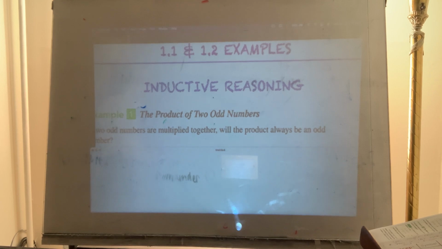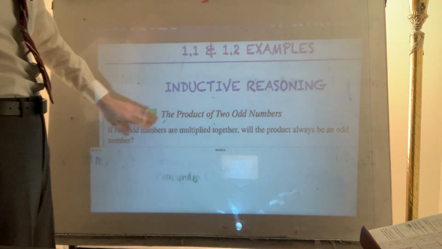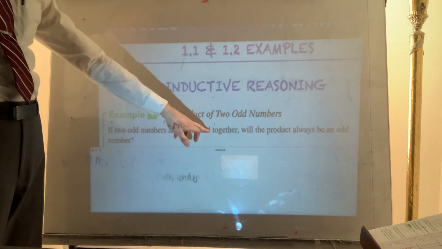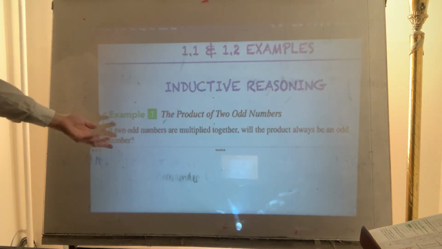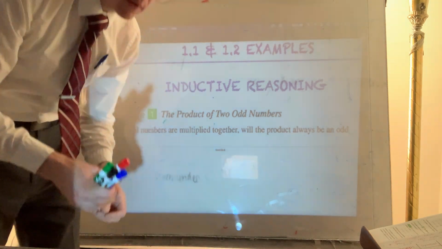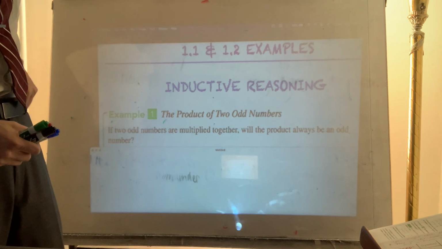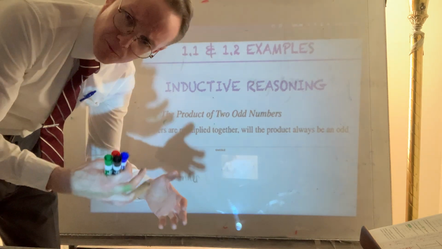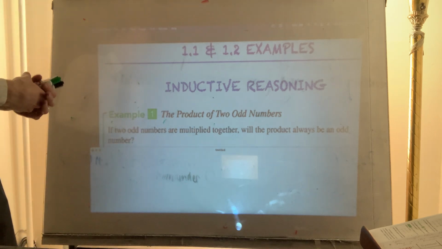We'll go through this. An example of inductive reasoning, right? The product of two odd numbers. If two odd numbers are multiplied together, will the product always be an odd number? What we might do to form a hypothesis, or a conjecture if you prefer, in math speak, is test a few examples of odd numbers multiplied together.